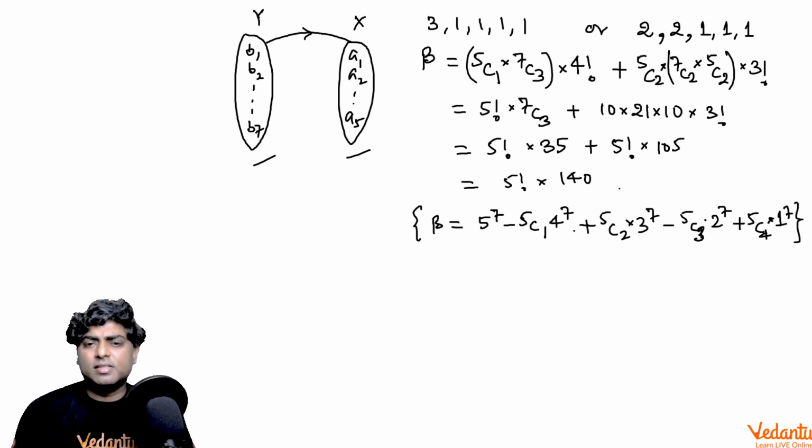So beta can also be calculated like this, but again I will say the calculation part in this formula is higher, because you need to find 5 raised to power 7, 4 raised to power 7, 3 raised to power 7. These are not common numbers to get. So beta is finally 5 factorial into 140.